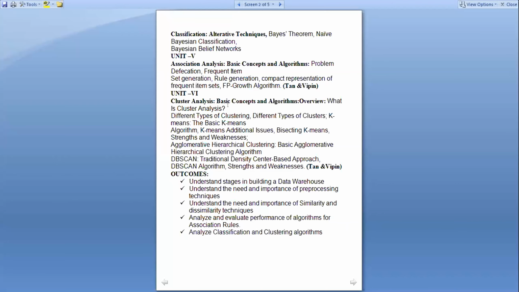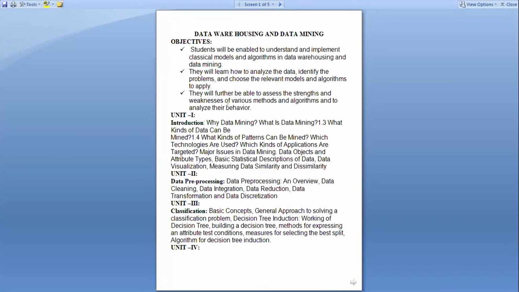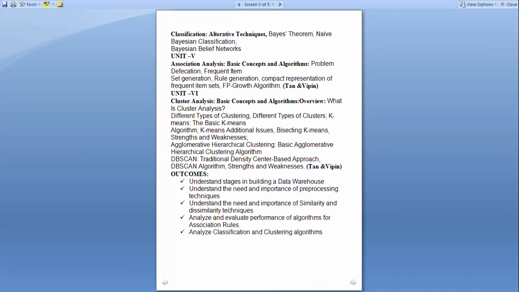Once we revise the syllabus, we discussed the introduction to data warehousing and data mining, data pre-processing, classification and alternative techniques, Bayes theorem and Naive Bayesian classification, Bayesian belief networks, and also association analysis covering basic concepts and algorithms, problem definition and frequent item set generation, rule generation, compact representation of frequent item sets, and the FP growth algorithm. These are the concepts you have to discuss.